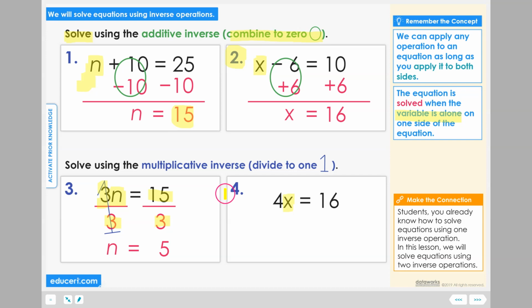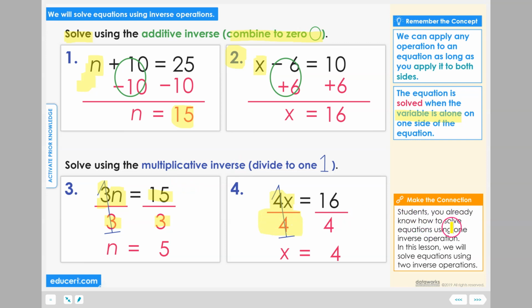Let's check your work. To solve for x, you need to divide both sides by 4 to turn the coefficient of 4 into 1. 4x divided by 4 equals x, and 16 divided by 4 equals 4. So that is your solved equation using the multiplicative inverse of dividing by 4.